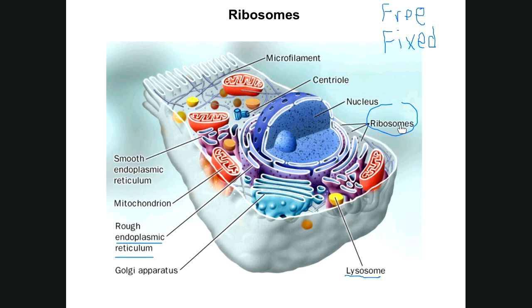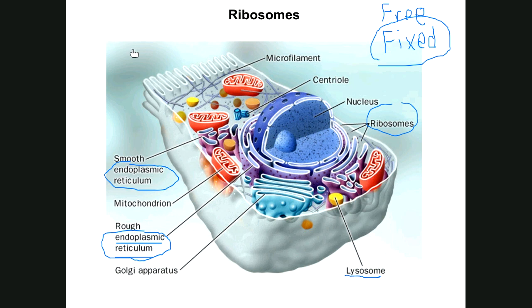I cover ribosomes last under non-membranous to try to emphasize that these two different groups of organelles, sometimes their functions overlap. In other words, sometimes they have to work together. So where I leave off with fixed ribosomes is where I begin with the endoplasmic reticulum for membranous organelles. So listen carefully. Membranous organelles.